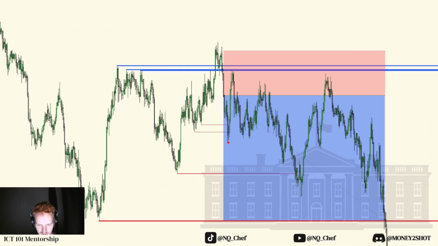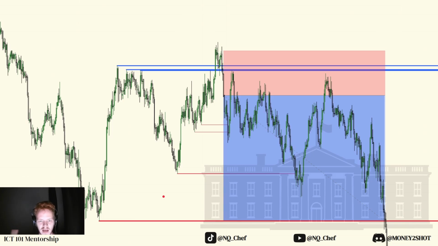Like for example, here we have a low here, and low here. These are relative equal lows, but they're low resistance because why? They didn't take each other out. This low failed to take out this low. This low failed to take out this low. We can even talk about these, right? So that's low resistance liquidity.